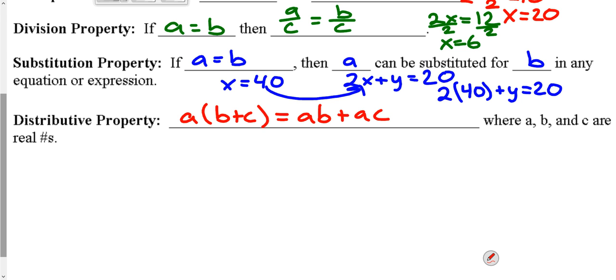So if we had, as an example, 2 times x minus 4, that's going to equal 2x minus 8. We're multiplying by 2 to everything inside the parentheses. That's the distributive property. We're distributing that 2.